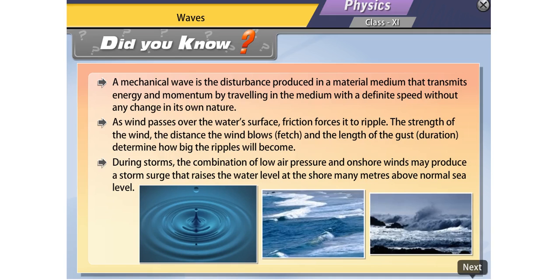During storms, the combination of low air pressure and onshore wind may produce a storm surge that raises the water level at the shore many meters above normal sea level.